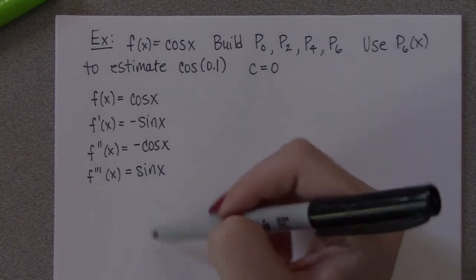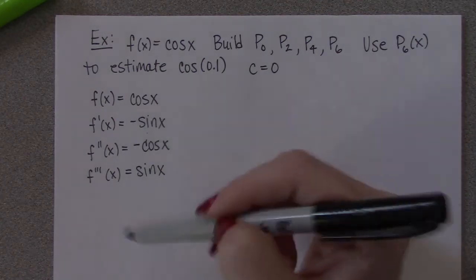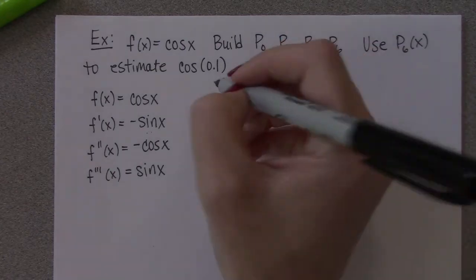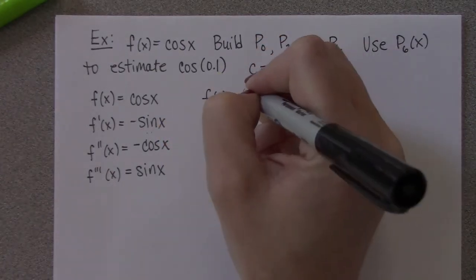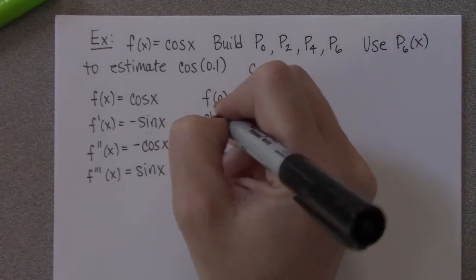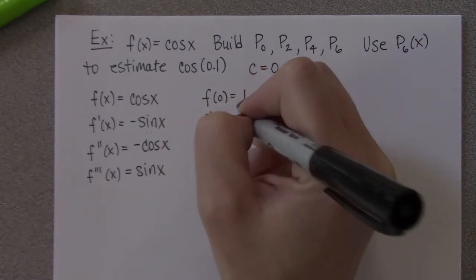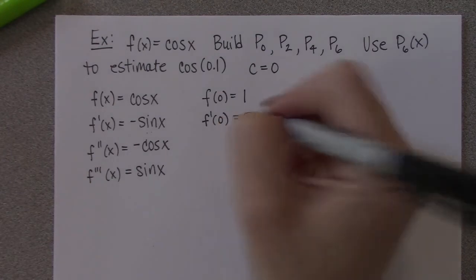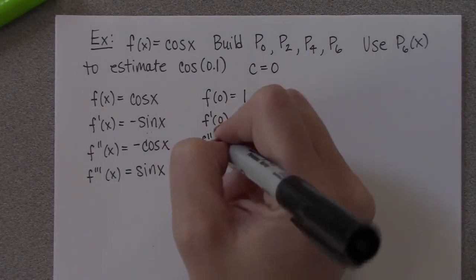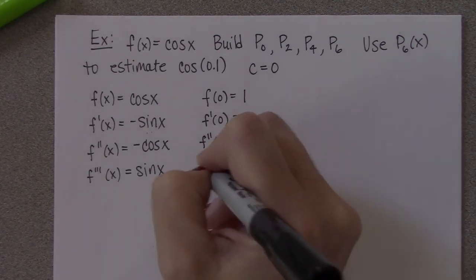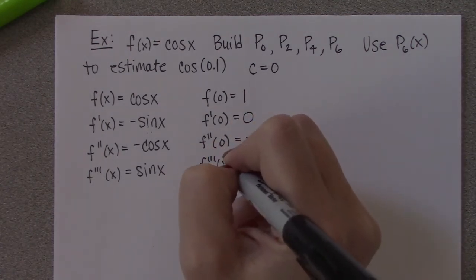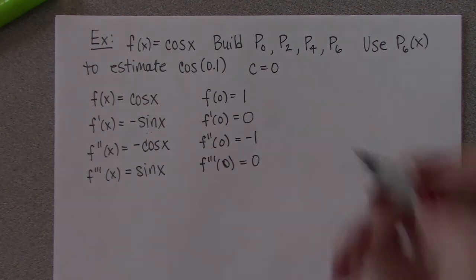So I don't actually have to take this all the way to the 6th derivative, because I know it's just going to cycle back around, right? Now let's plug in our value. So f of 0, cosine of 0 is 1. f prime of 0, well, sine of 0 is 0. f double prime of 0 is going to be negative 1. And f triple prime of 0 is going to be 0 again.